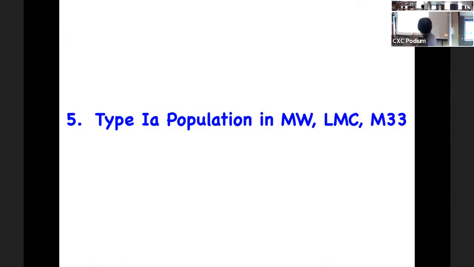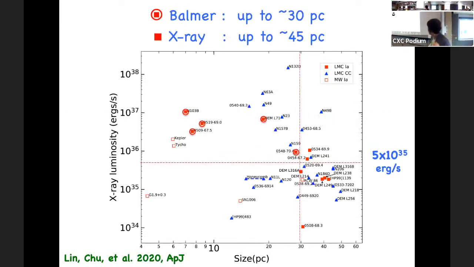All right. So, okay, now we come to the last topic, okay? Now we know type 1A supernova remnants in the Milky Way and in the Large Magellanic Cloud. We saw, hey, we're going to M33, okay? Go one step farther. We want to go to places where no one has been before, all right? So I look at all the Balmer-dominated type 1As in the Large Magellanic Cloud. They're all about 30 parsecs or smaller, and they're all brighter than about 5 × 10^35 ergs per second in X-ray.